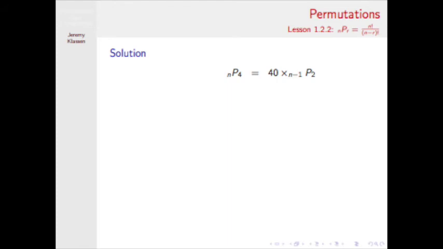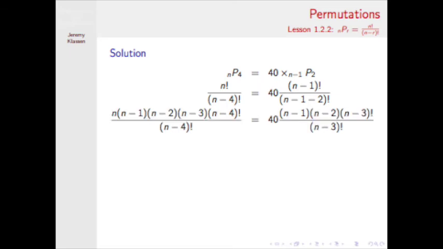So n pick 4 becomes n factorial over n minus 4 factorial. And n minus 1 pick 2 becomes n minus 1 factorial over n minus 1 minus 2 factorial. For this next step, we're going to deal with the factorials. Now, first of all, notice on the right-hand side of the equation that the n minus 1 minus 2 factorial in the denominator became n minus 3 factorial.